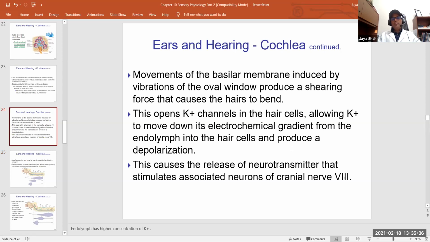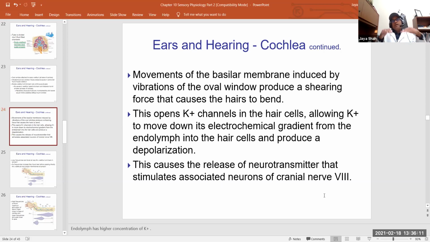So movement of basilar membrane induced by vibration of the oval window produces a shearing force that causes the hairs to bend. Hairs means the receptors. And this opens potassium channels into the hair cell, allowing potassium to move down its electrochemical gradient from the endolymph into the hair cells and produce depolarization. This causes release of neurotransmitter that stimulates associated neurons of the cranial nerve.